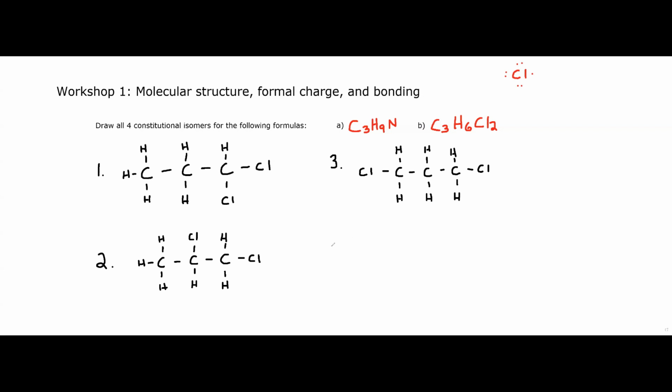And then what's our final option? How can we arrange these chlorines so that we have our final isomer? What's the last thing we could do? We can't put them both on the left because that's the same as putting them both on the right. But we could put them both in the middle. We haven't done that yet. Let's put them both in the middle. And then on either end, we have a CH3 and a CH3.